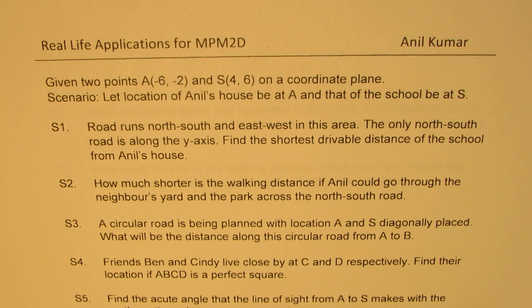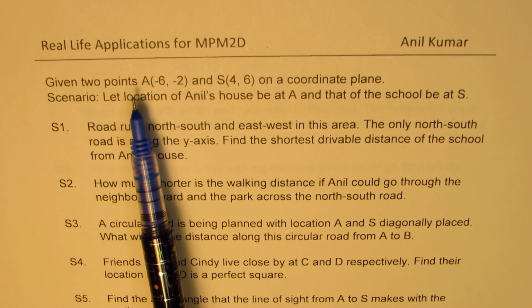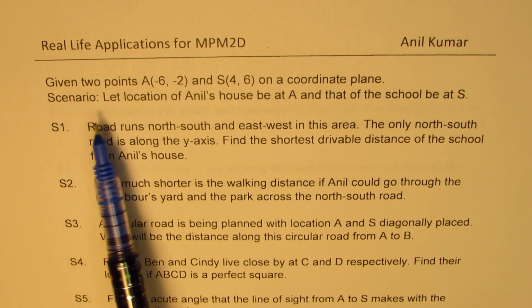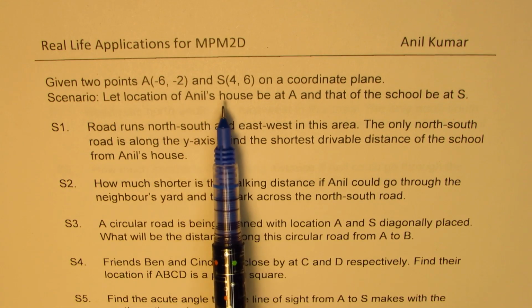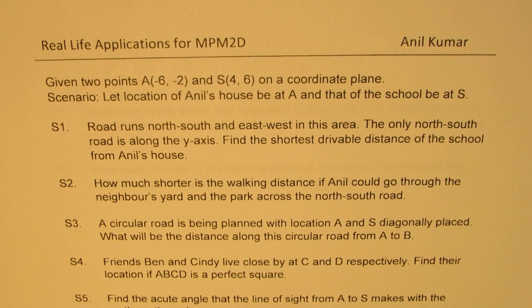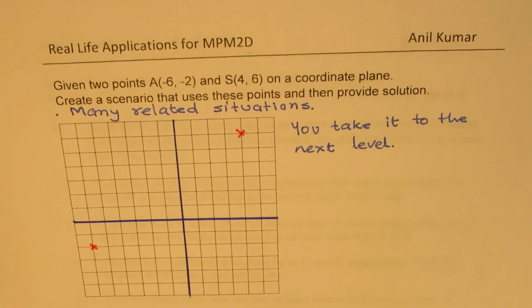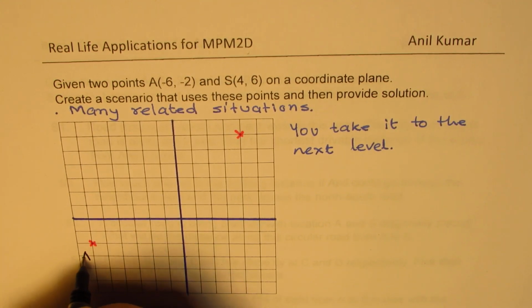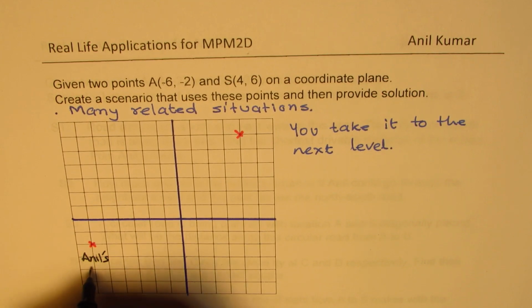So what I've done here is we are given basically 2 points. Whenever we look at 2 points and we want to make a storyline, I'm saying we are given 2 points A and S. I just changed their names on a coordinate plane, and I'm saying the scenario is, let the location of Anil's house be at A and that of the school be at S. So in this particular location I have added some life to it by naming them, right? So we are saying let this be Anil's house, right? So we have called it Anil's house, correct?